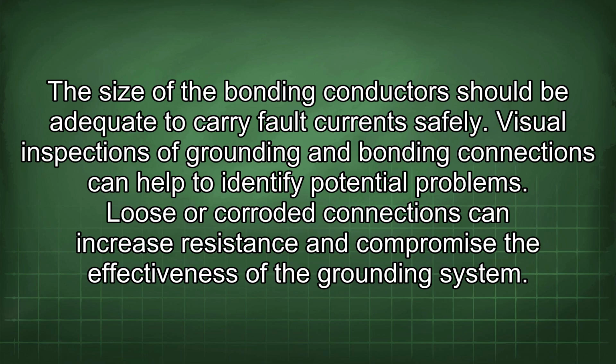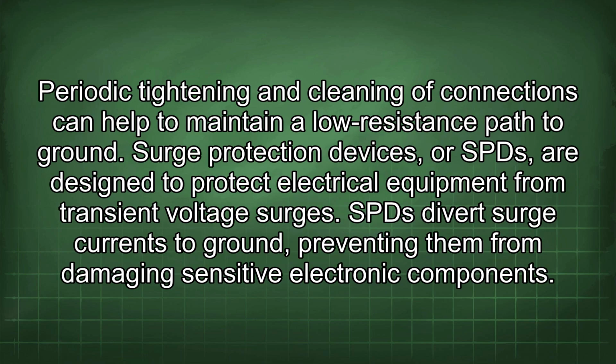Visual inspections of grounding and bonding connections can help to identify potential problems. Loose or corroded connections can increase resistance and compromise the effectiveness of the grounding system. Periodic tightening and cleaning of connections can help to maintain a low resistance path to ground.